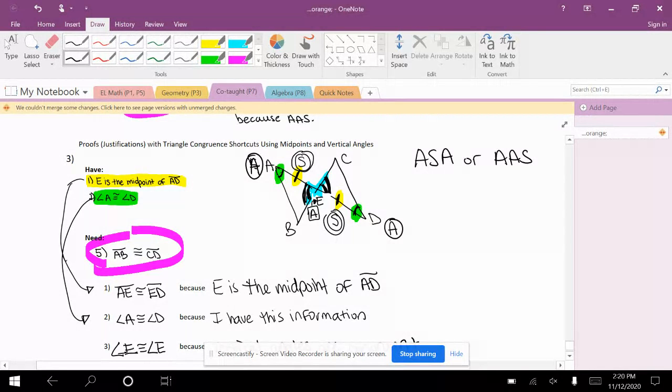So look at the diagram, and let's see, the side is in the middle of the two angles.